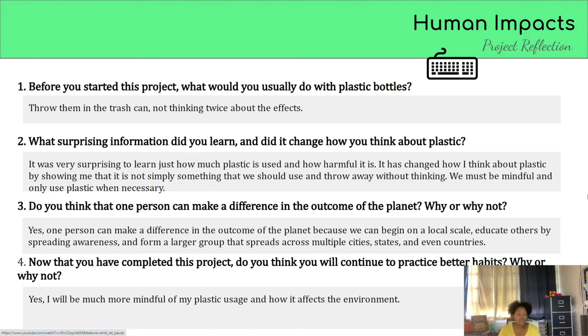Question 3 says, do you think that one person can make a difference in the outcome of the planet? Why or why not? I say yes. One person can make a difference in the outcome of the planet because we can begin on a small local scale with ourselves, and then we can educate others by spreading awareness, and then we can form an even larger group that spreads across multiple cities, states, and even countries.